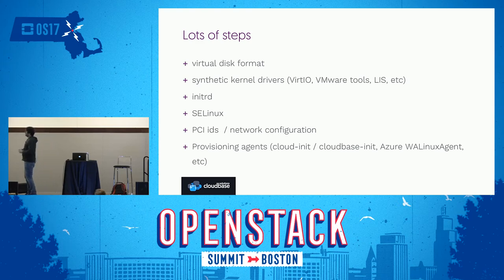Provisioning agents. If I'm moving from VMware to OpenStack, I will need to add cloud-init if I want to fully take advantage of my cloud metadata API, right? If I'm going to Azure, I will need the WA Linux agent. If I have Windows and I move it from VMware to OpenStack, I will need to add Cloudbase-Init, and so on. All these things. So if you Google how to move a VM from VMware to OpenStack, you will find a lot of blog posts explaining all the steps.